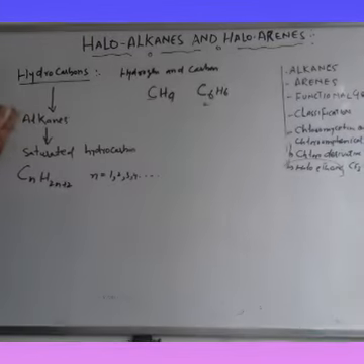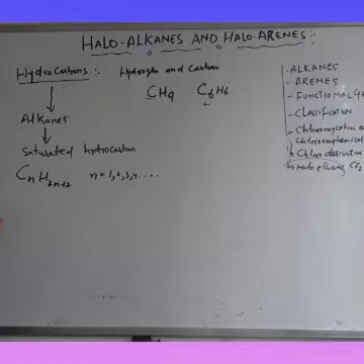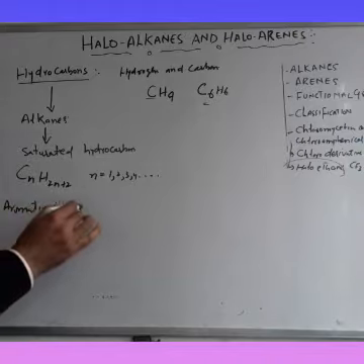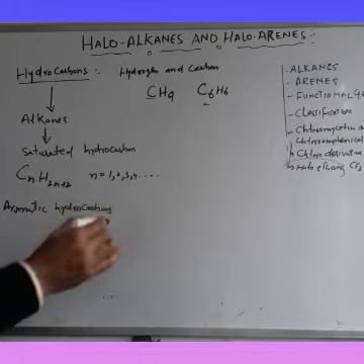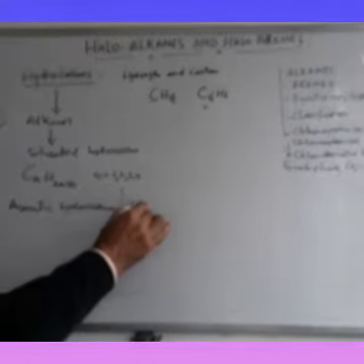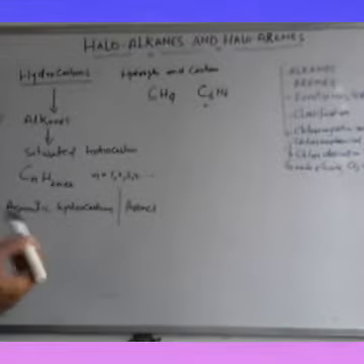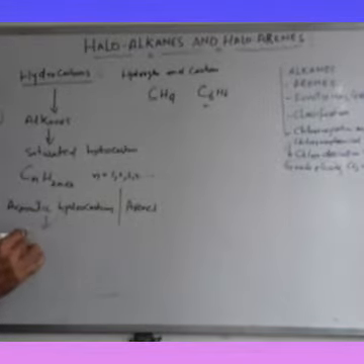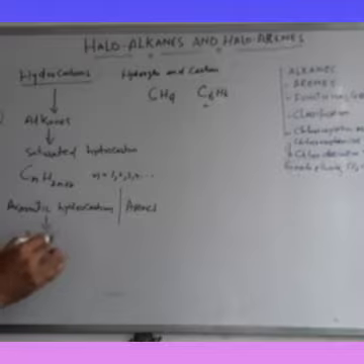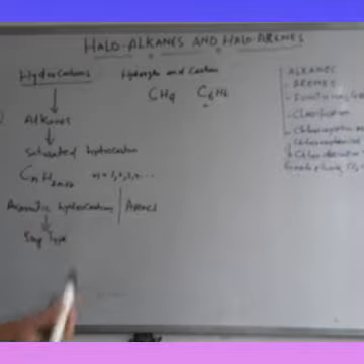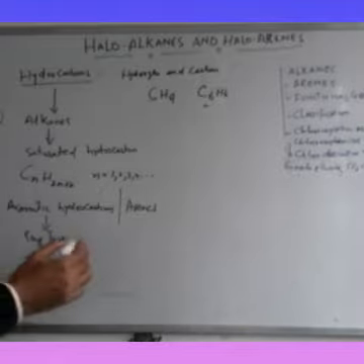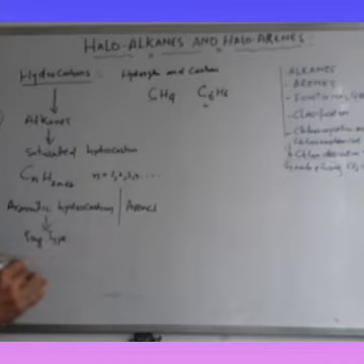So we have one more class of hydrocarbons. These are known as aromatic hydrocarbons, और इनको हम arenes भी बोलते हैं. These are actually ring type compounds, cyclic or ring type compounds. The simplest arene is benzene, C6H6.